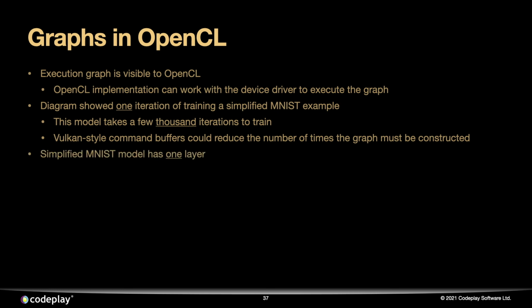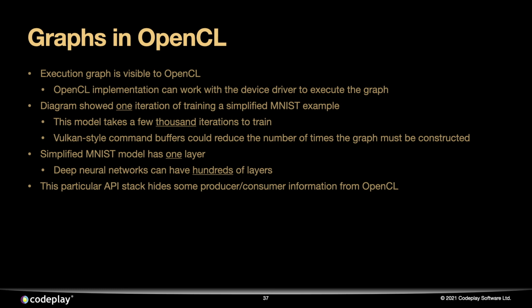Also, remember that the MNIST example I showed you had just one layer. But in the wild, the deep neural networks that are being used today often have hundreds of layers. So again, the examples I showed you have much less work than what you would see real neural networks doing.